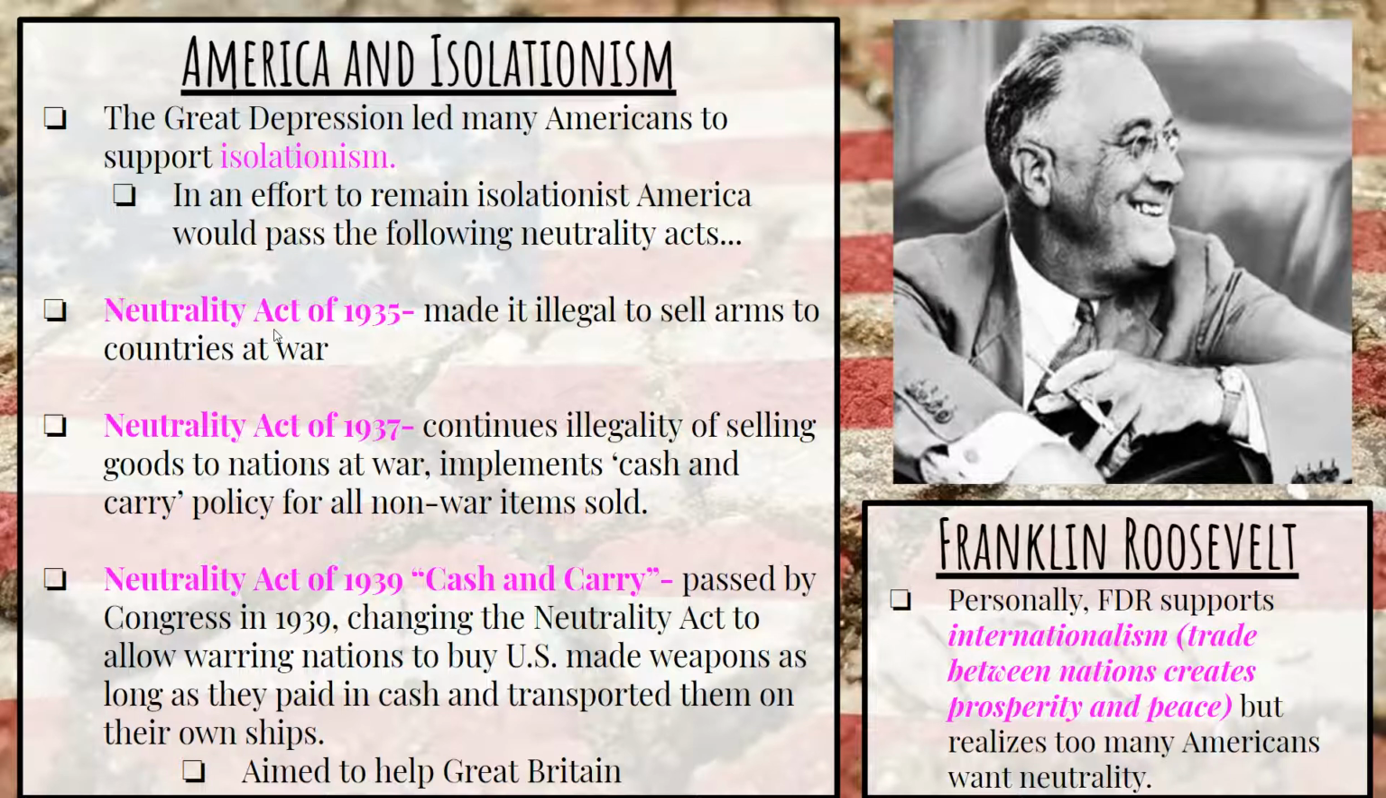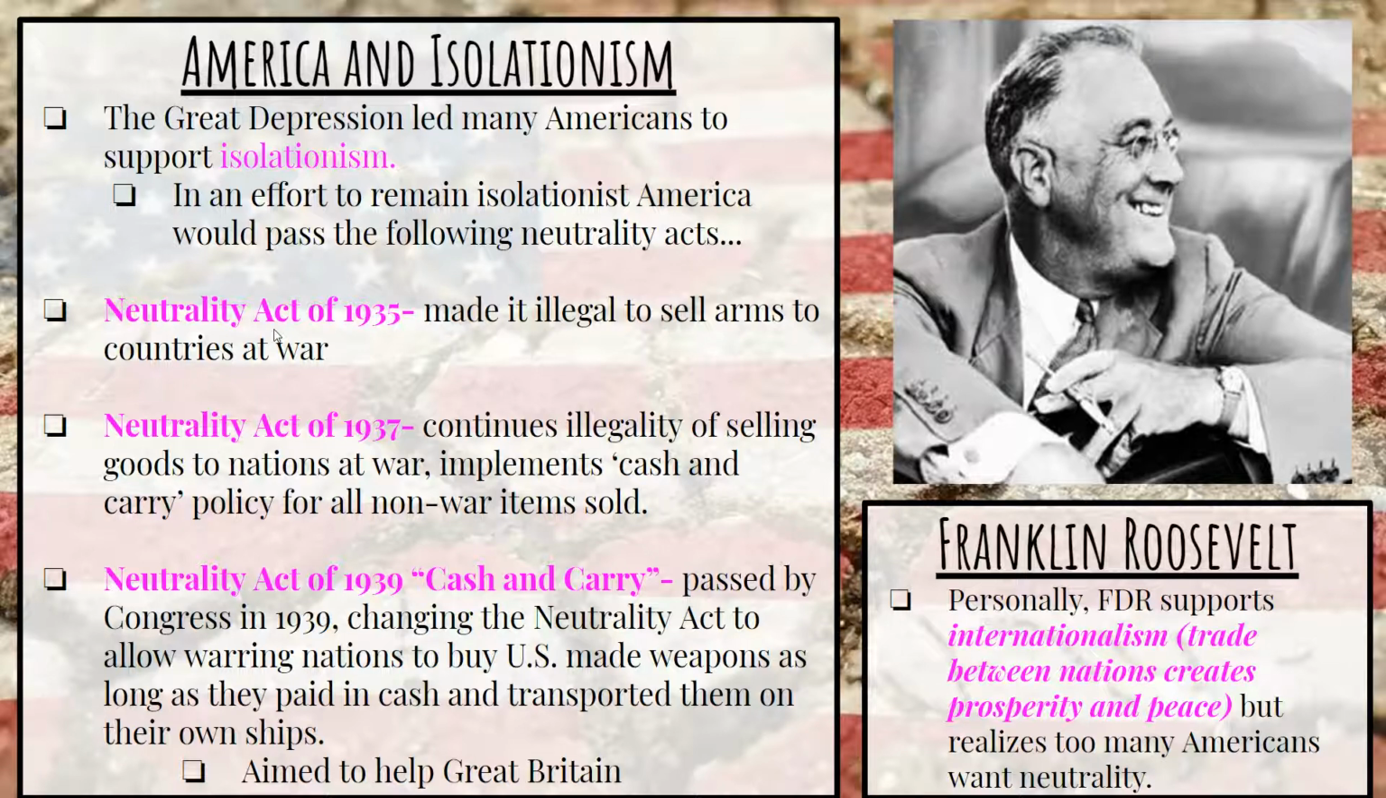That's somewhat isolationist. However, in 1939, the actual cash and carry policy is passed by Congress, changing the Neutrality Act to allow warring nations to buy U.S.-made weapons as long as they paid cash and transported them on their own ships. So this was mainly aimed to help Great Britain. This is not being isolationist. This is clearly choosing a side. We're going to help Britain, and we're going to give them guns. That's clearly getting involved in a war.